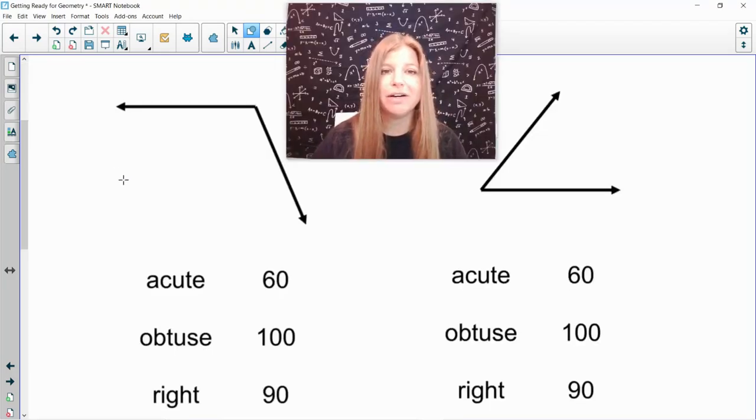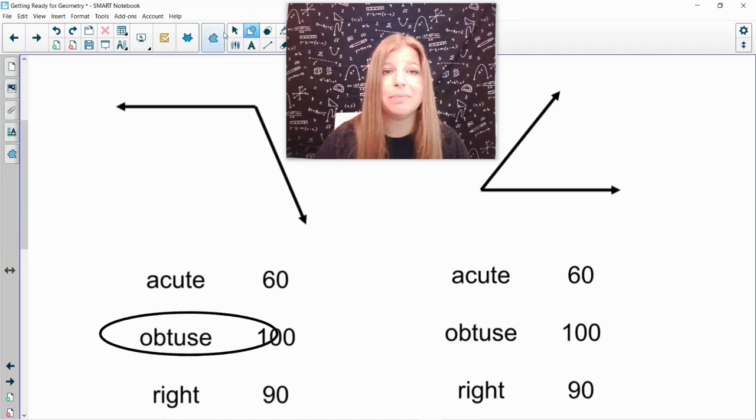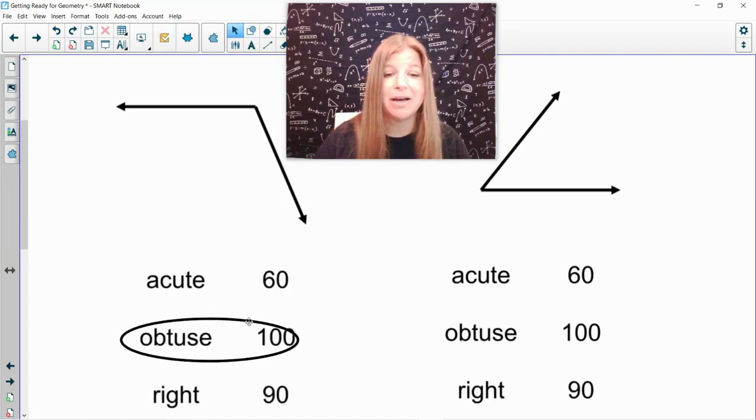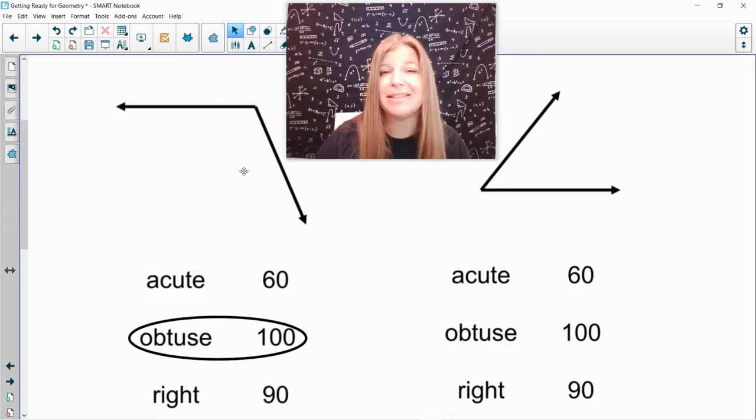For the angle over here on the left, does that look like it's less than a 90-degree angle, smaller than a corner? Does it look like it's exactly equal to a corner or greater than a corner? It's definitely greater than a corner. So it is obtuse. And if it's obtuse, the only angle that would make sense would be for it to be 100 degrees. So we're going to call this one obtuse, and we're going to estimate that it's about 100 degrees.